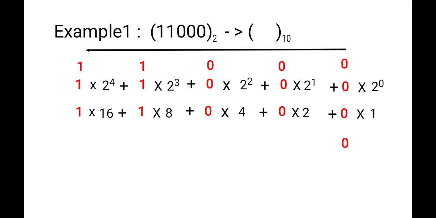Now anything we multiply by 0, 0 comes. So 0 multiplied by 1, 0 is coming. 0 multiplied by 2, again 0 is coming. 0 multiplied by 4, 0 will come. 1 multiplied by 8, 8 is coming, and 1 multiplied by 16 means 16. Now we will add 16 plus 8, 24. So this is the decimal equivalent of this binary number.